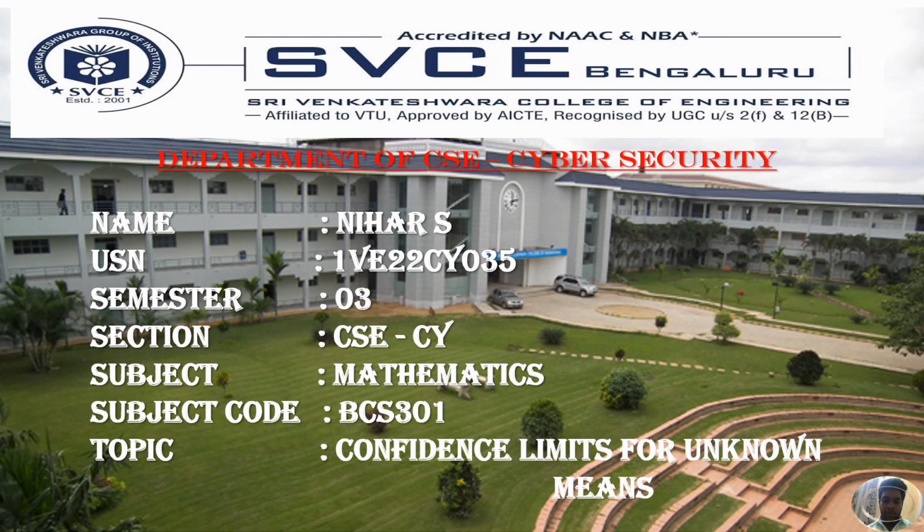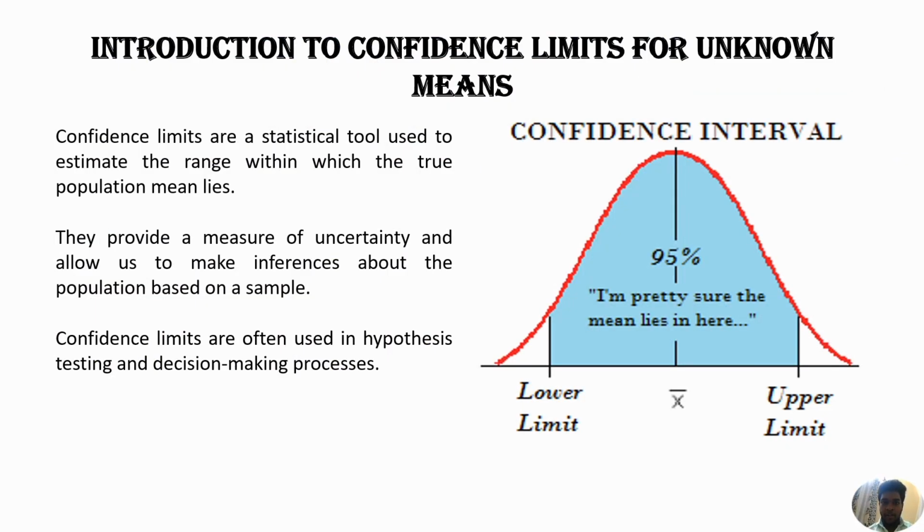Today I am going to explain all about confidence limits for unknown means. Introduction to confidence limits for unknown means. Confidence limits are a statistical tool used to estimate the range within which the true population mean lies. They provide a measure of uncertainty and allow us to make inferences about the population based on a sample. Confidence limits are often used in hypothesis testing and decision-making processes.